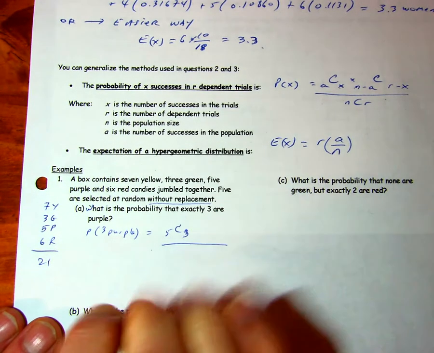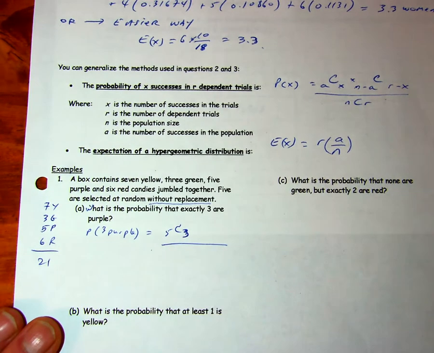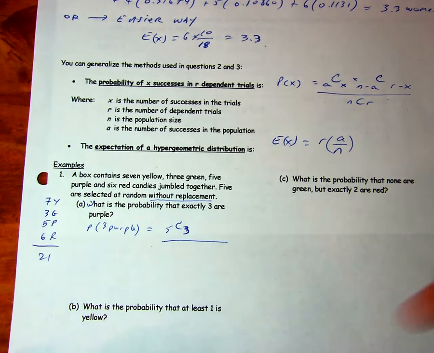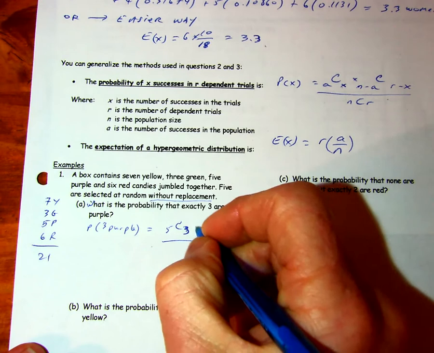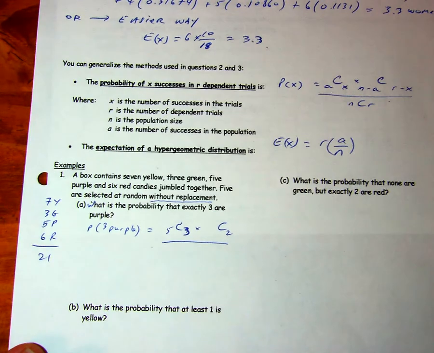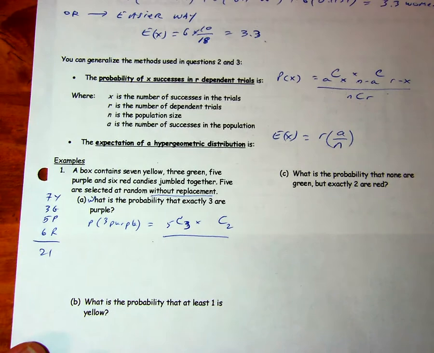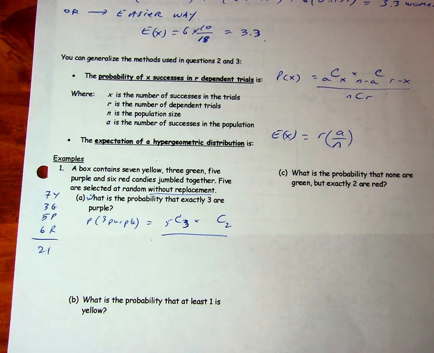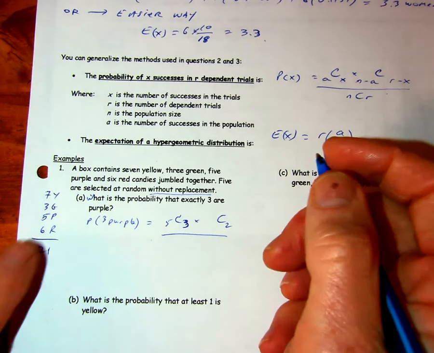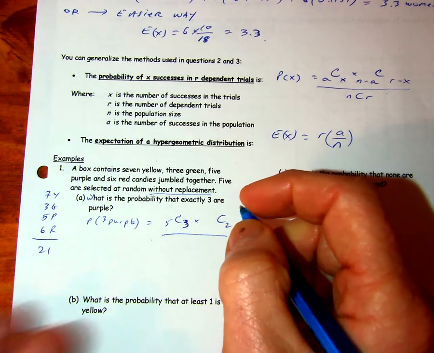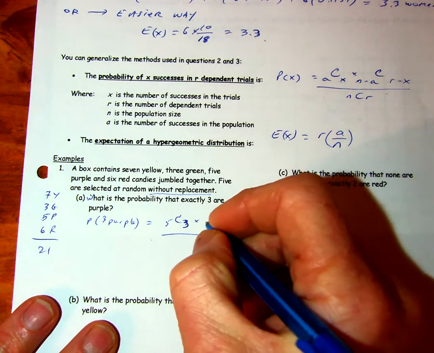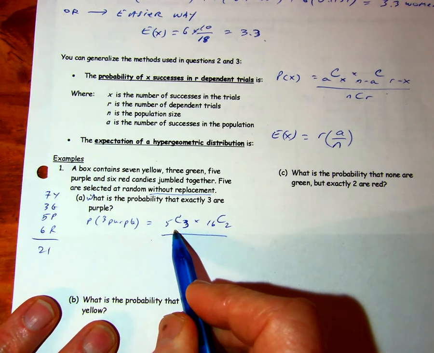So we have 5 purple candies. We're selecting 3, but now we still have to select how many other candies? 2. Out of what? 21? No, that's the total number of candies. But how many candies aren't purple? 16. Yeah, right? So we're choosing the purple ones.